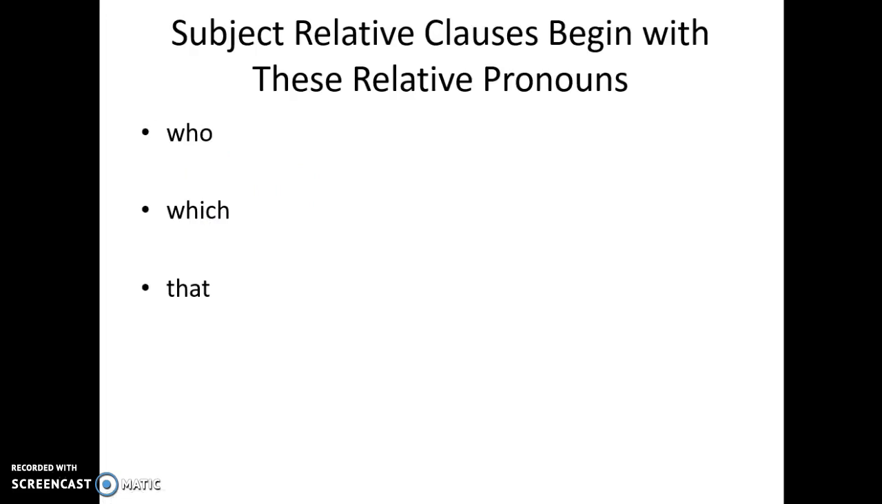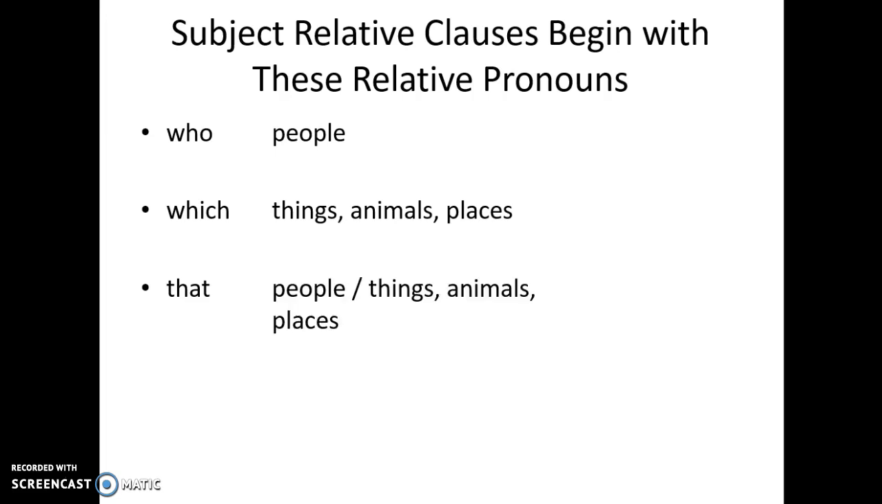When we write relative clauses or subject relative clauses, we use the relative pronouns who, which, and that to connect the 2 clauses. We use who for people, which for things, animals, places, and ideas, and that we also use for people and things, animals, places, and ideas.